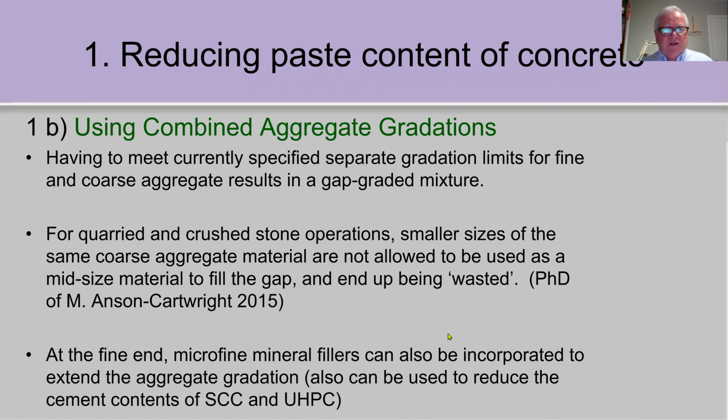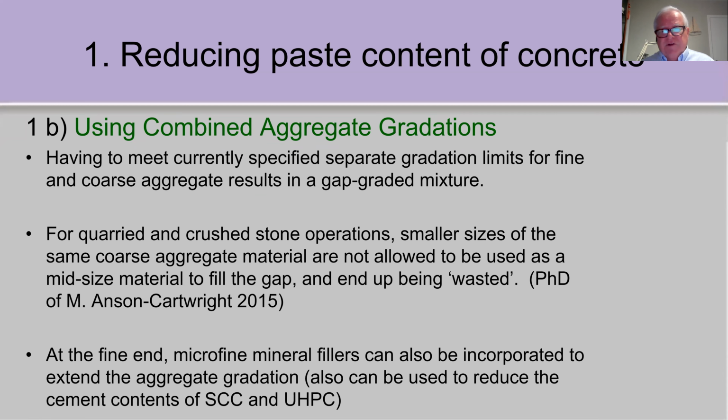Having to meet separate gradation limits for fine aggregate and coarse aggregate results in a gap graded mixture, and we end up wasting material. A lot of material, especially with quarry operations, crushed stone, wastes a lot of the small pieces that get ground too fine in the crushers, and then that can't be used for concrete aggregate. So it ends up being used for lower quality uses.